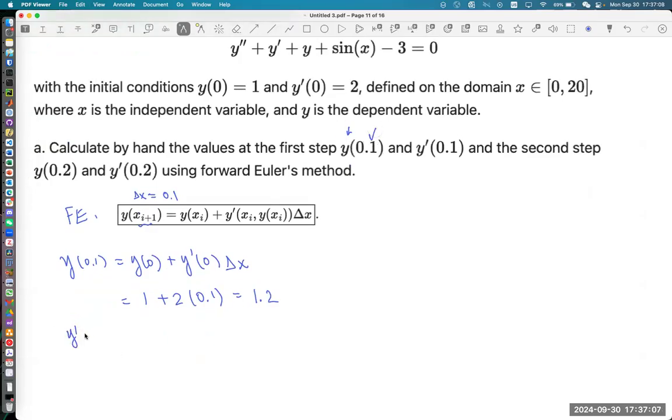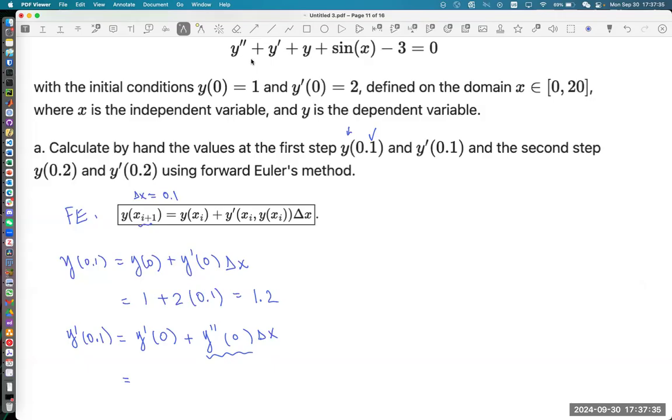And then y prime of 0.1. Again, we use our forward Euler. So the original function, which is here y prime, starting at 0, plus its derivative. So this should be y double prime of 0 times delta x. Okay, but what is this thing, y double prime of 0? We don't have that initial condition, do we?